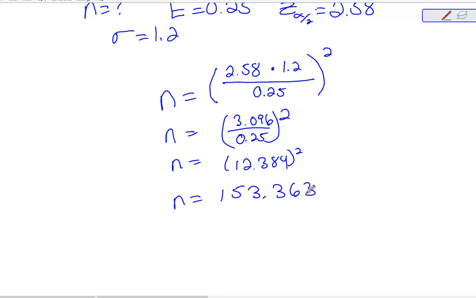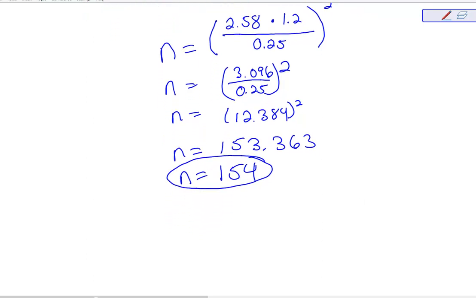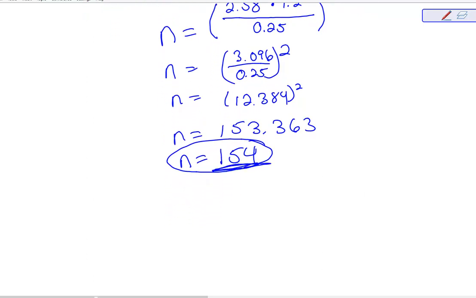But I can't have part of a person. And here's the thing. Normal rounding rules would tell me to round that down to 153. But the problem is if I round it down to 153, I actually will not have enough for the margin of error that I'm wanting. So I want to always round up. Therefore, the n that I'm looking for is 154. Because I want to be accurate within a certain amount, that is the key. I always want to round up.